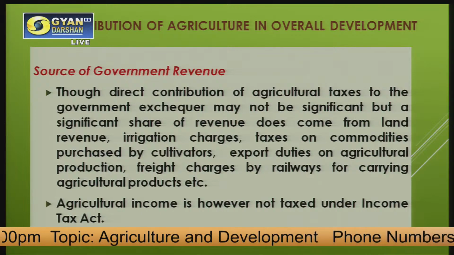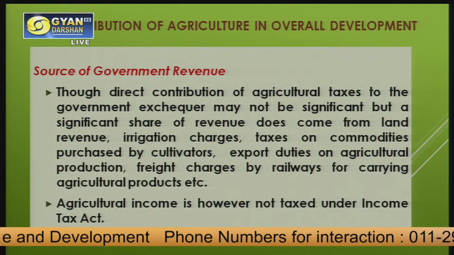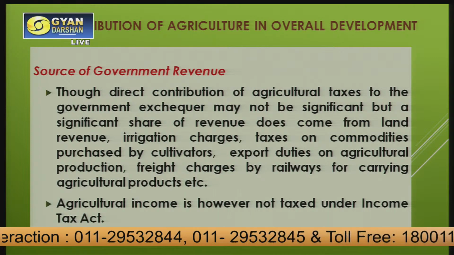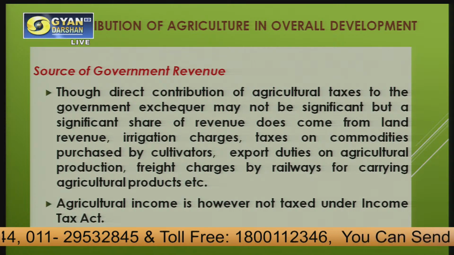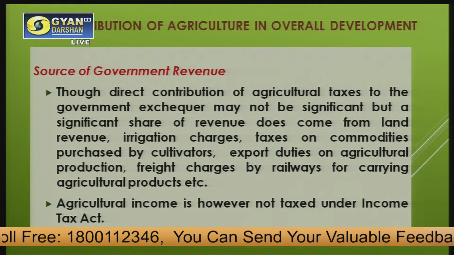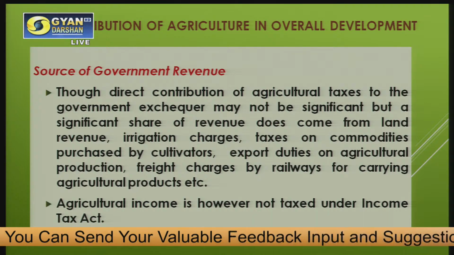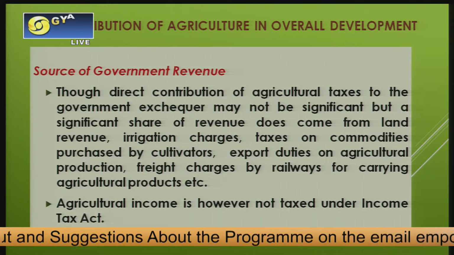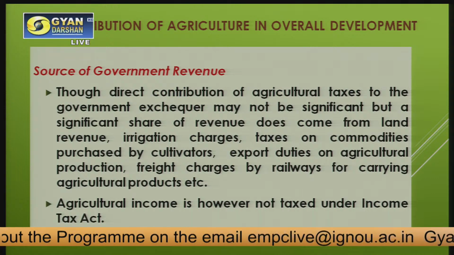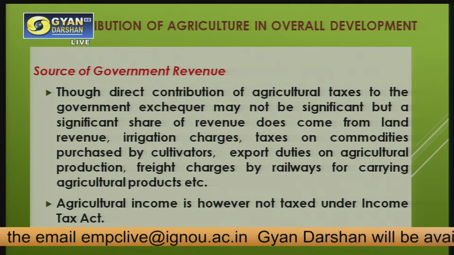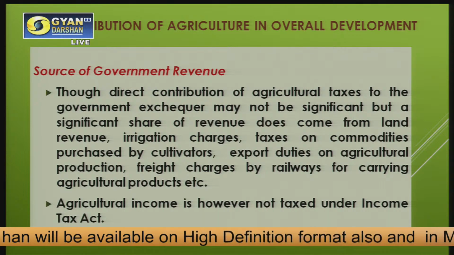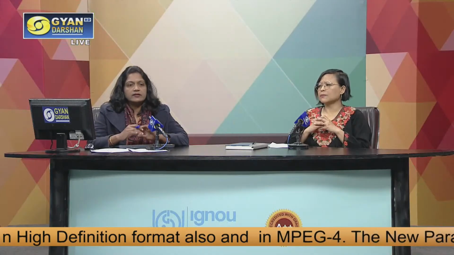Besides that, agriculture also contributes to the government revenue. It directly contributes to the government revenue, as we have already discussed, through taxes. And it also comes from other forms of revenue like the land revenue, the irrigation charges, the taxes on commodities purchased by the cultivators, the export duties that are levied on agricultural production, the freight charges by the railways for carrying the agricultural products from one place to another. So all these contribute to the government exchequer. Besides, as I have already mentioned, the agricultural income is not taxed, right, but other than that, it definitely does contribute to the government exchequer.